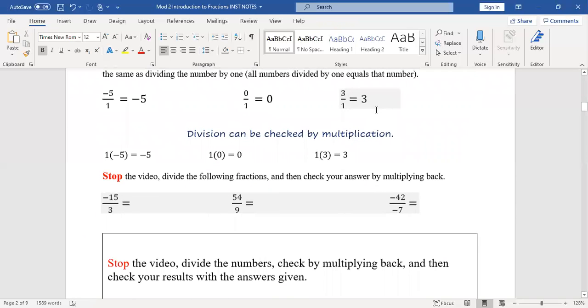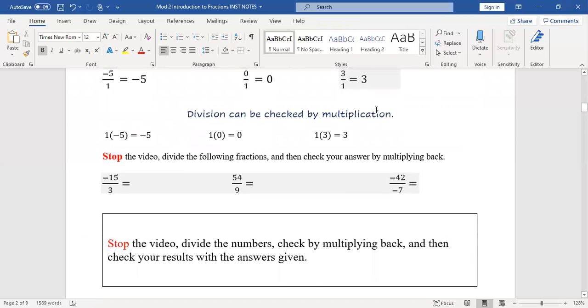Now I'd like for you to stop the video and divide the following fractions, and then check your answer by multiplying the quotient, the answer, back with the denominator to see if you get the numerator.